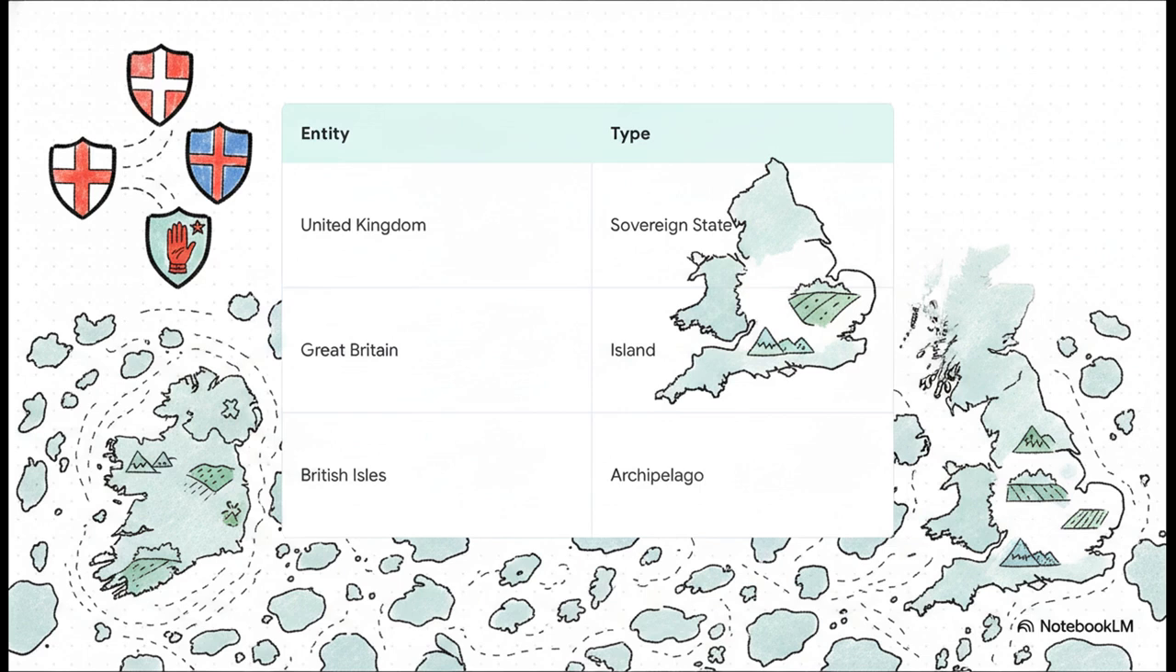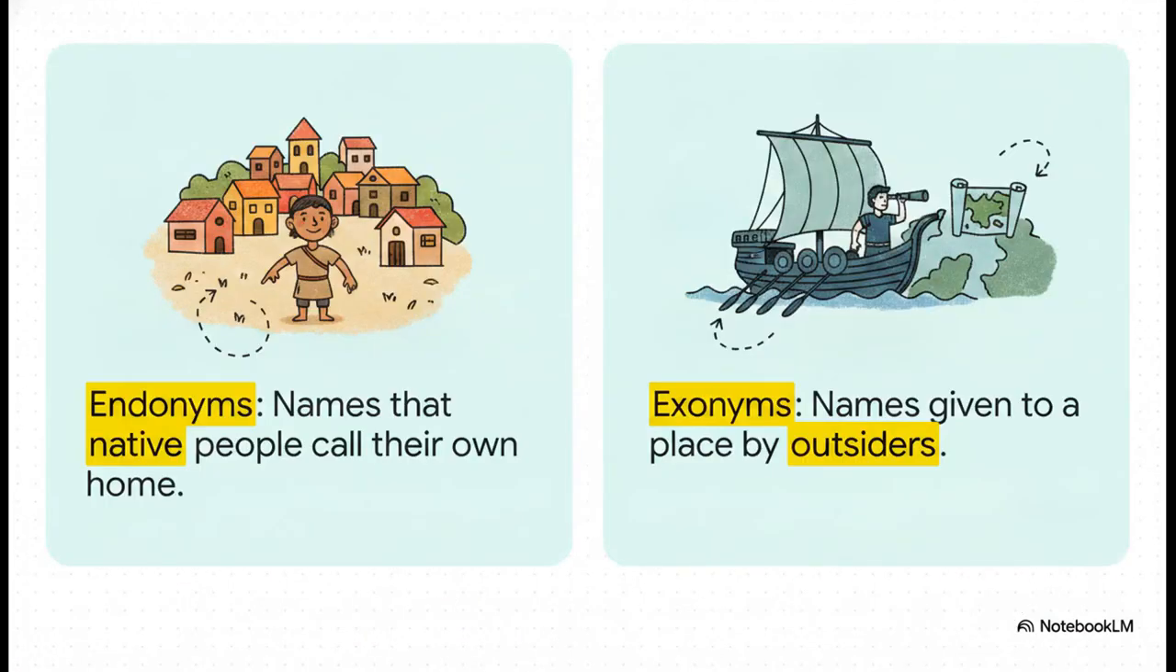Then we have the island of Ireland, which is geographically part of the British Isles, but politically split between the Republic of Ireland and Northern Ireland. Add it all up, and you've got a massive geographical headache, covering an entire archipelago of over 6,000 islands. So, the crucial piece to this puzzle is understanding how these names were actually created in the first place.